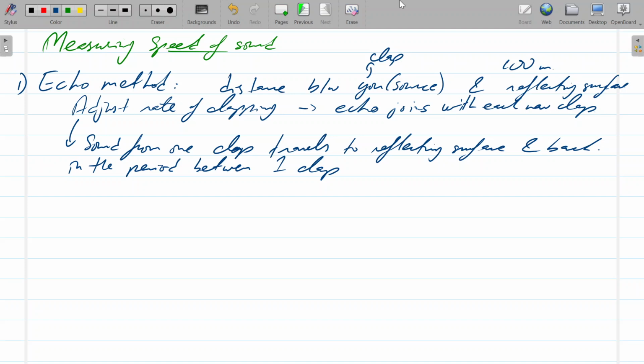Now what I want to do is maintain that rate of clapping for about 30 seconds, right? So I'm going to time 30 seconds, and I know the distance between the wall and myself, obviously. So the distance is known.